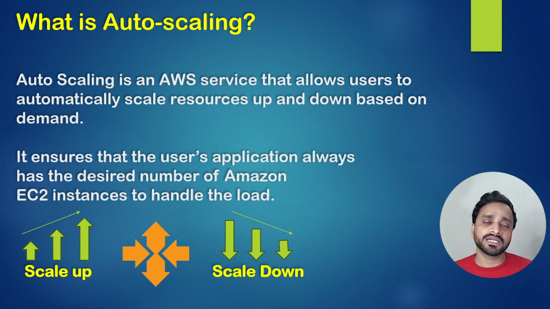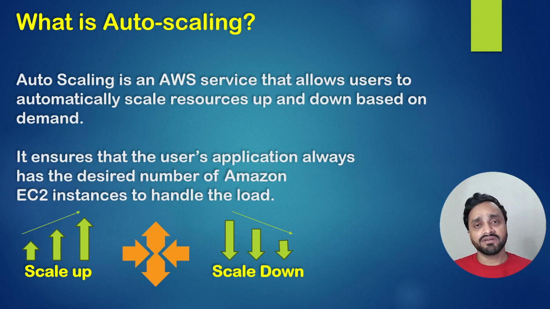What is auto scaling? Auto scaling is the most important part in the AWS cloud. Every interviewer asks this question to AWS candidates. Auto scaling with elastic load balancing is a very important part of AWS. Let's see auto scaling. What is auto scaling? Auto scaling is an AWS service that allows users to automatically scale resources up or down based on demand.